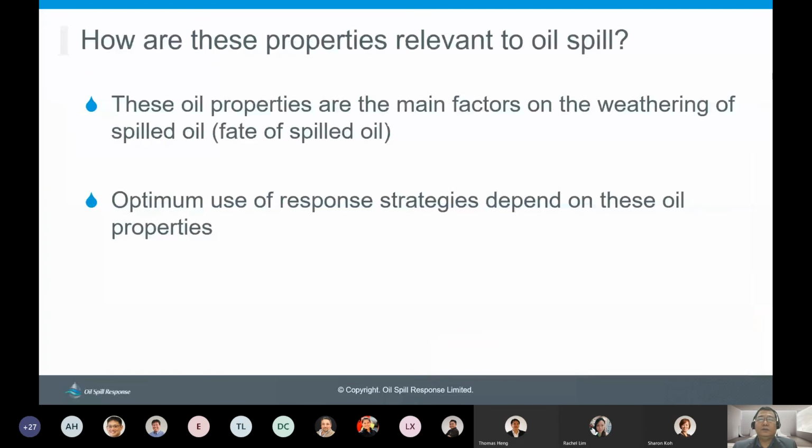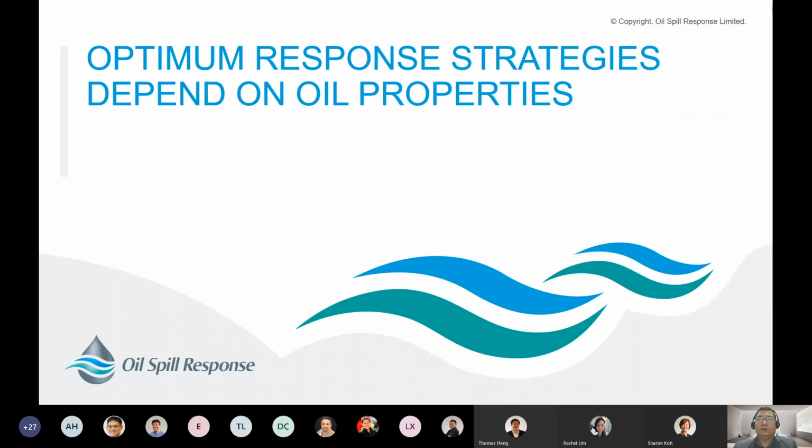Okay, so how are these properties relevant to oil spills? These oil properties that we have mentioned earlier are the main factors in the weathering of the spilled oil. Once the oil is spilled, depending on the quantity, there is a chance that we cannot remove it immediately. If we cannot remove the oil immediately, it means it will get weathered, and it changes its characteristics. Also, the optimum use of response strategies depends on all these oil properties.